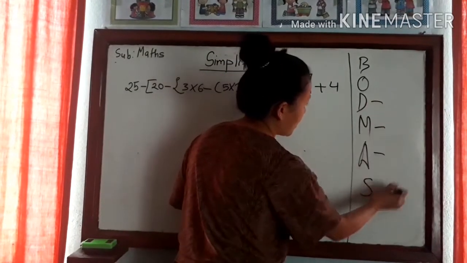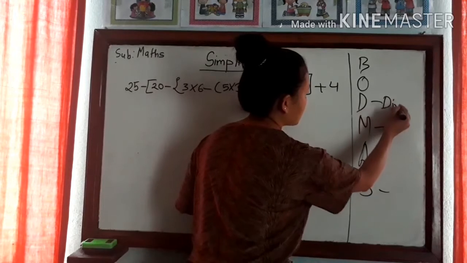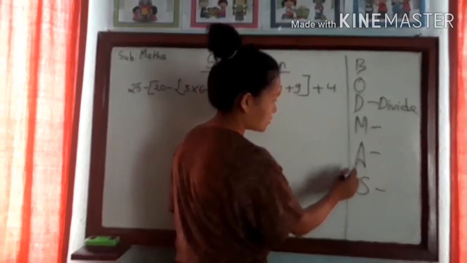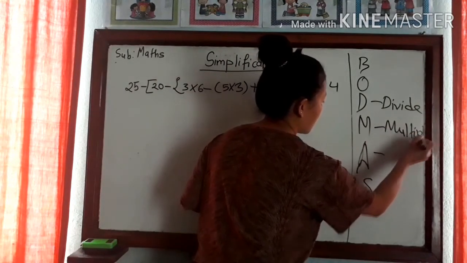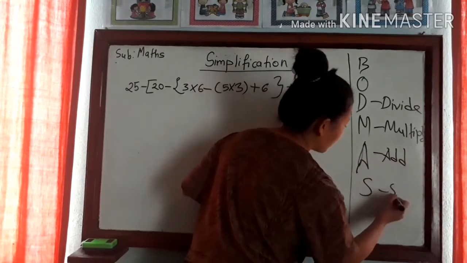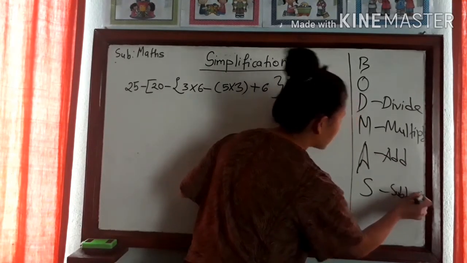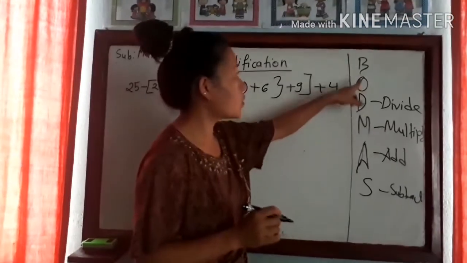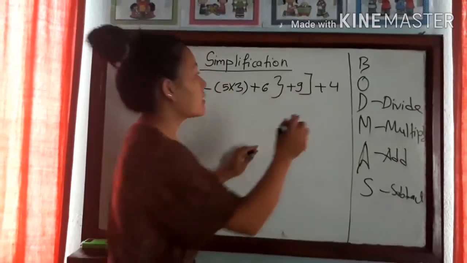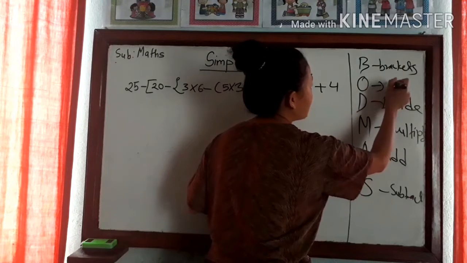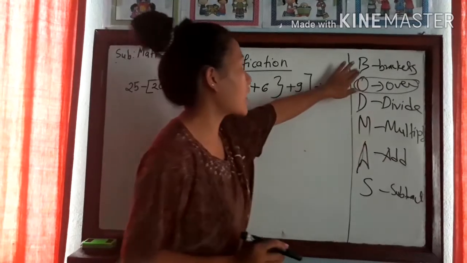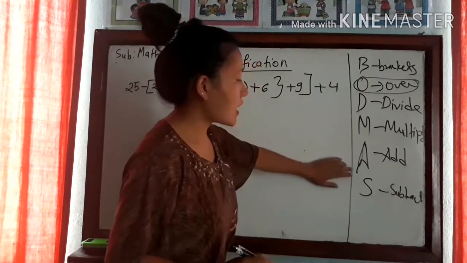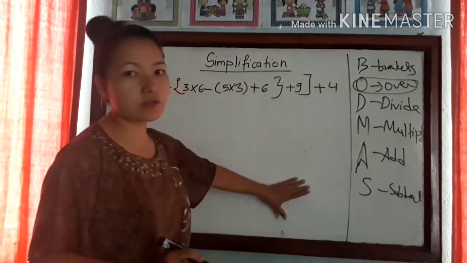We already read about D for divide. In our previous class, we already read about DMAS rules, that is divide, multiply, add and subtract. Here today in our class, B and O is added. B stands for brackets, and O stands for over. Here we will leave this space. We will focus on bracket, divide, multiplication, addition and subtraction. This is the order of doing simplification.